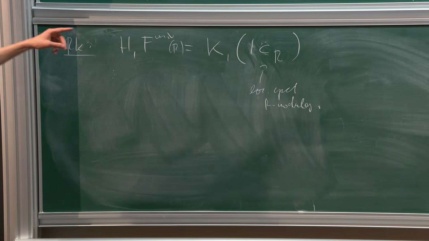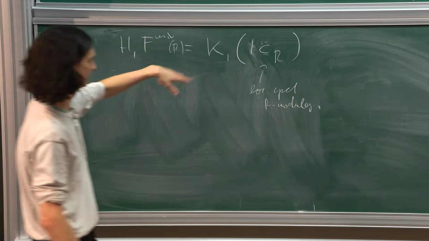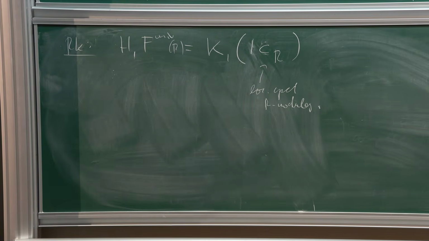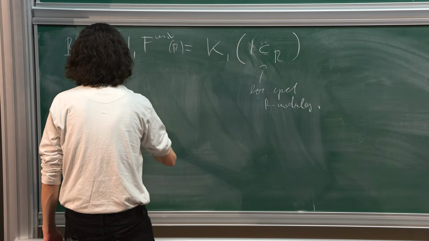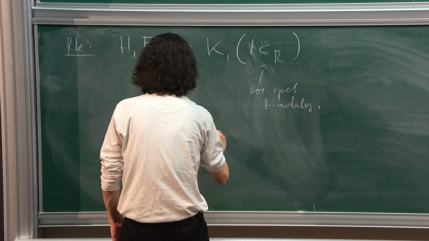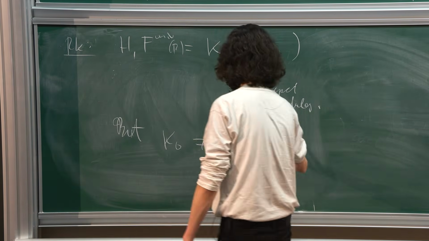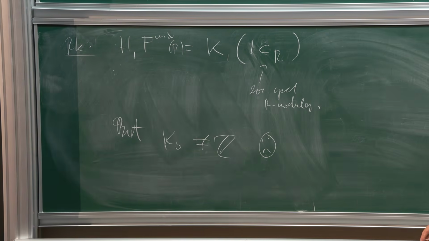That gives the correct class group in all examples. So for a global field, it gives the Adele class group. For a local field, it gives the multiplicative group. For a finite field, it gives Z. But the K0 is not usually Z. So some modification will be necessary if you want to truly recover class field theory in a canonical way.